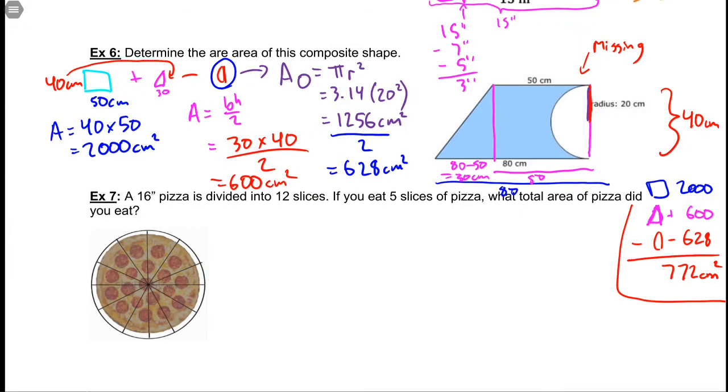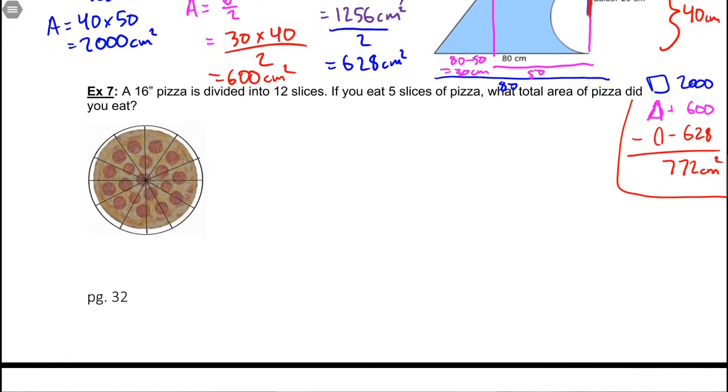Hi everyone. After I posted this, a student pointed out that I made a mistake in this question, so thank you to that student for correcting me. I made a mistake when I did this originally. I subtracted 600, so this should not be 772. It should be 1972. So sorry about that, and now back to your regularly scheduled programming.